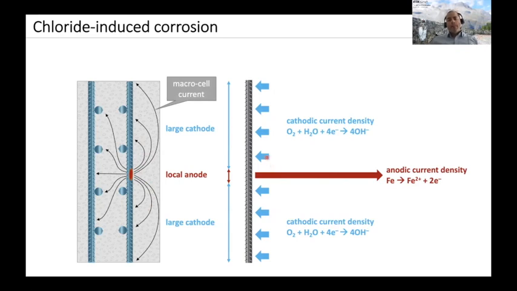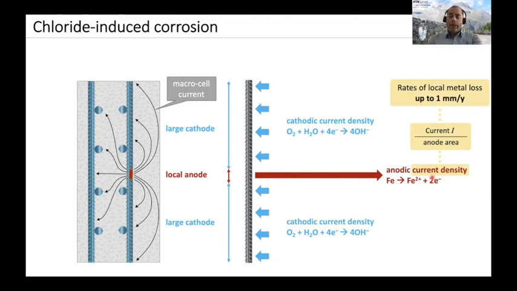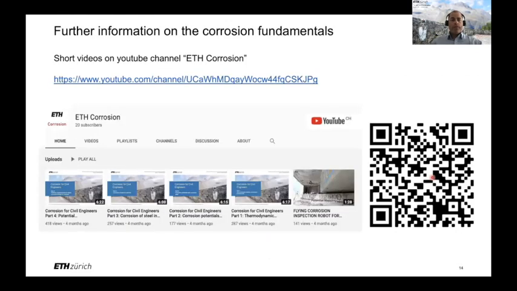And since the sum of those two reactions needs to be balanced, we can have a very high local current density. Remember, the current density is the current divided by the area. So these relatively high anodic current densities translate into relatively high local metal losses or local corrosion rates. In that case, they can be up to 1 millimeter per year under extreme conditions.